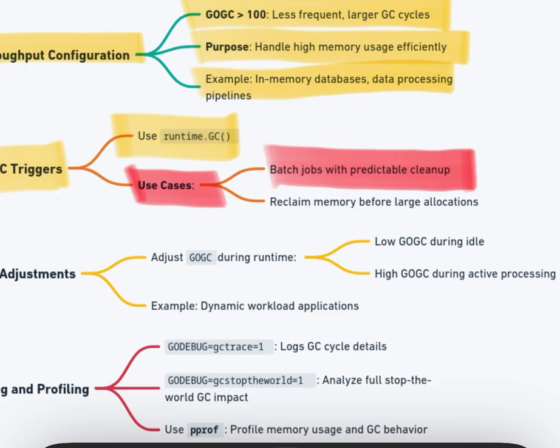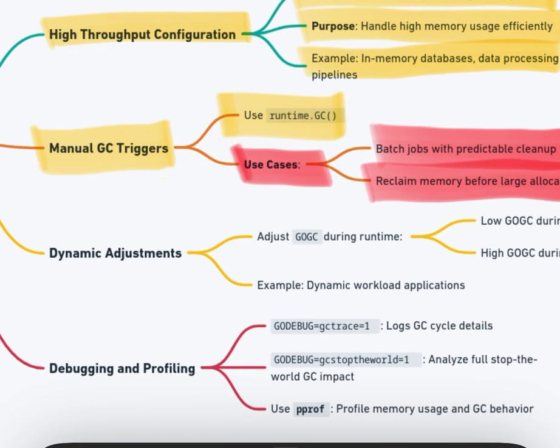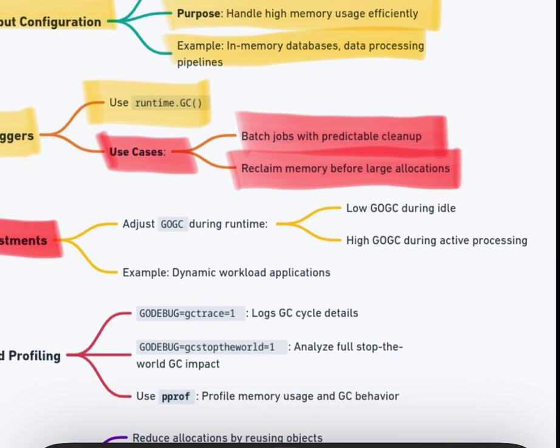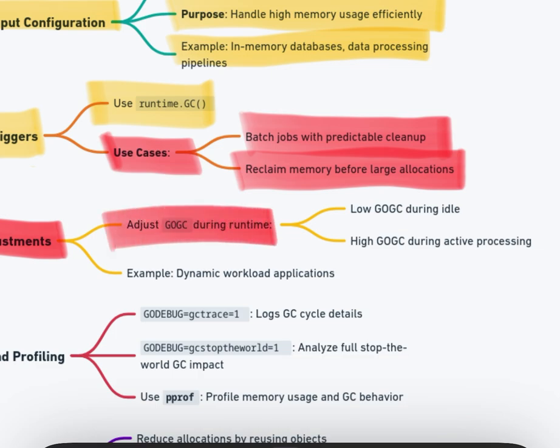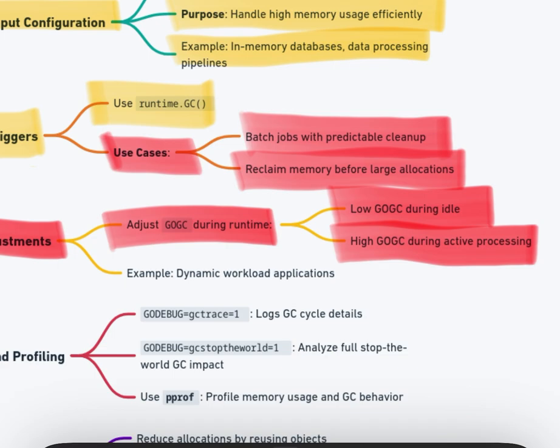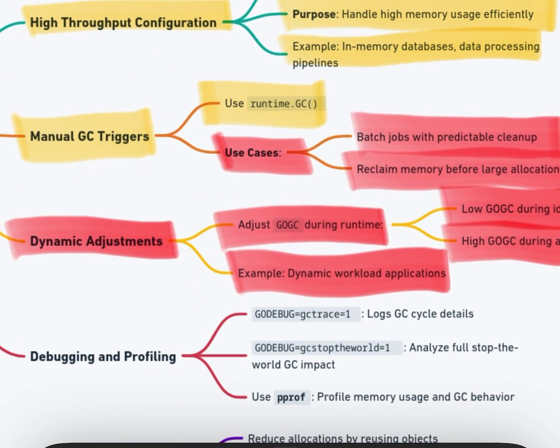5. Dynamic adjustments. Adapting to workload. Now, think about an application with periods of high activity and idle times, e.g., a ticketing system. During peak hours, increase GOGC to 150 for better throughput. During idle times, lower GOGC to 50 to conserve memory. Dynamic adjustment: use debug.SetGCPercent to switch between modes at runtime.